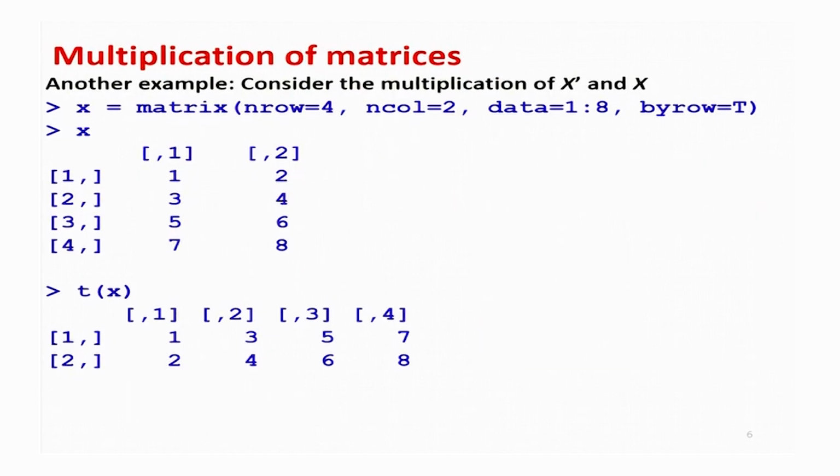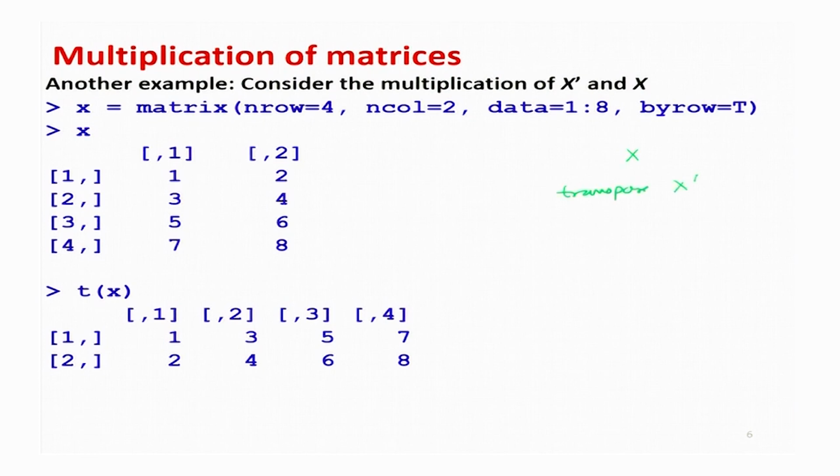Now, I want to give you one more example, with which I would show you that there is a particular way of multiplying a specific type of matrix in the R software. For example, suppose I take a matrix X and I try to find out its transpose.